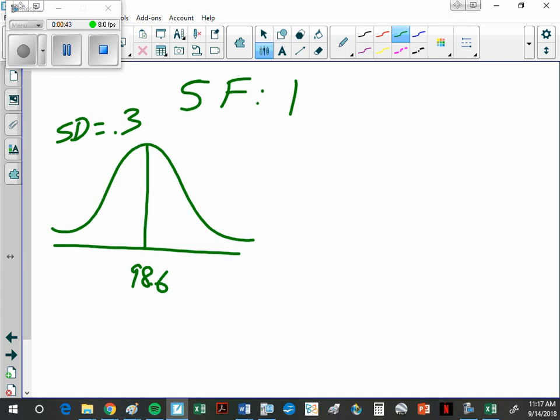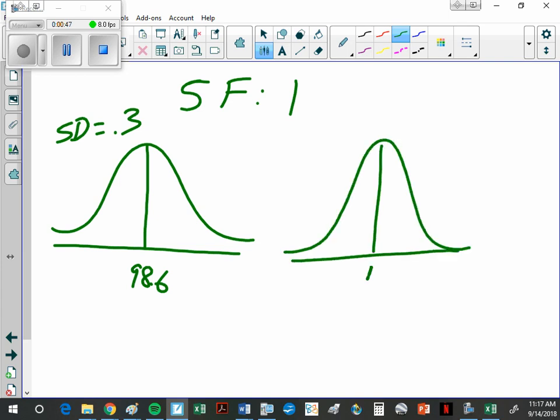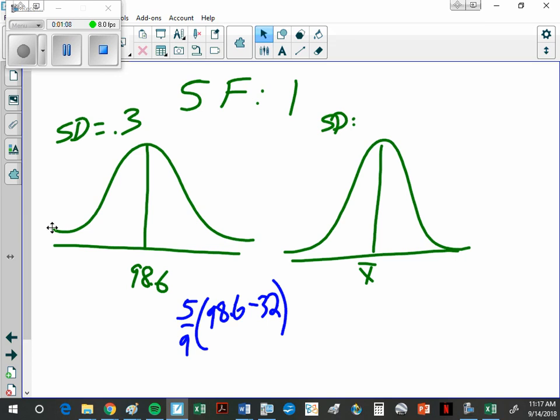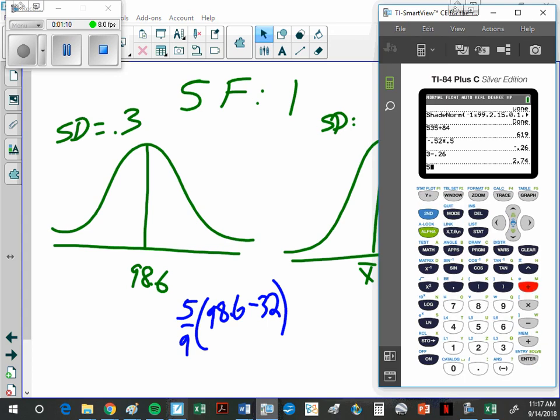Okay, so I need to create a new graph with a new average and a new SD. So I need to take 98.6 and plug it into that equation. 5/9 times 98.6 minus 32. So in my calculator, 5/9 times 98.6 minus 32.